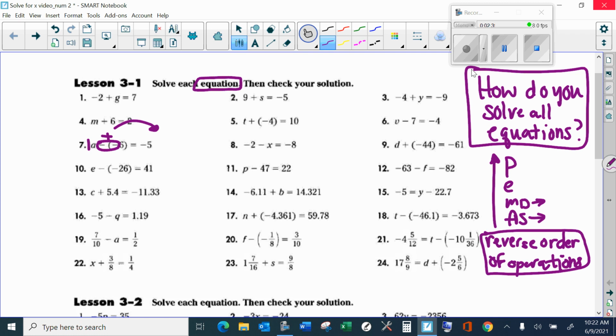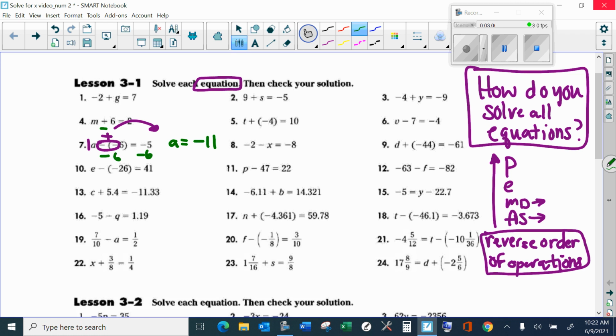Now you should know this also from middle school. How do you move any term across the equal sign? Do the opposite operation. So the opposite of positive is negative. So we're subtracting 6 from both sides. Okay, so the answer is a equals negative 11.